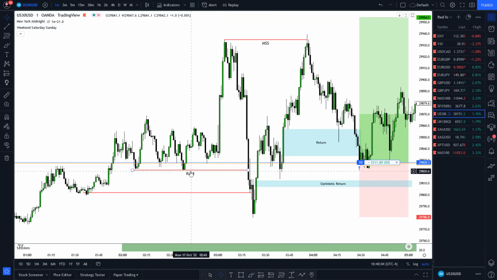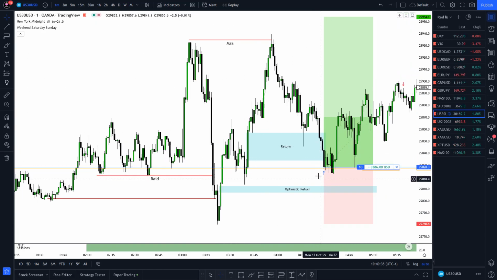And as you can see where we outlined the initial raid, this is where the market broke sentiment, stopping out all the retail traders that are going long before it paints an RMR pattern, which gave us an opportunity to participate after taking out the retail traders.